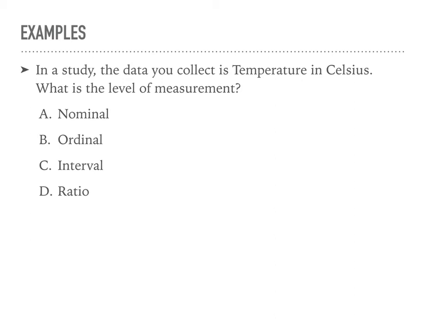So as we're thinking about this, we want to ask ourselves, what level of measurement? Well, temperature is definitely going to be a number, right? So that means it cannot be nominal and it cannot be ordinal, because nominal and ordinal are going to be qualitative data. So that means temperature in Celsius is either interval or ratio. The correct answer would be that it's interval.